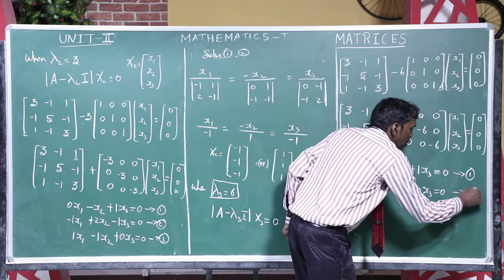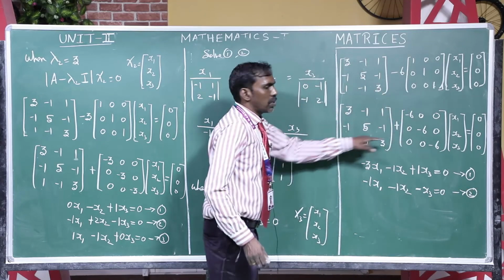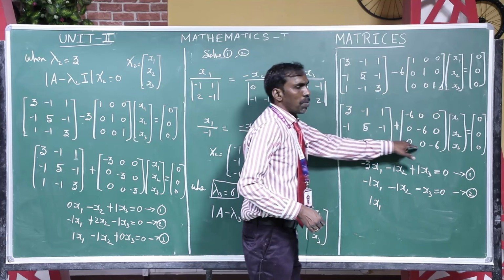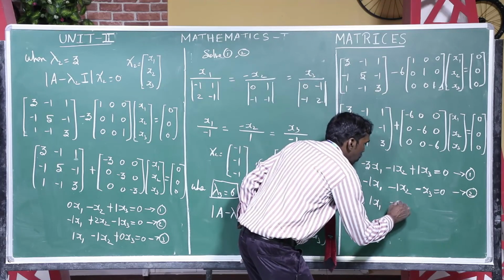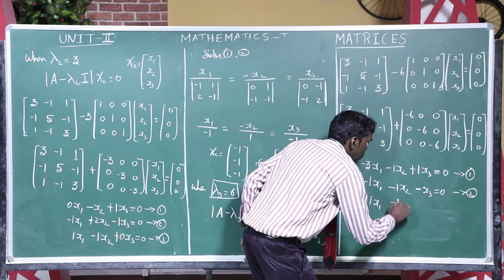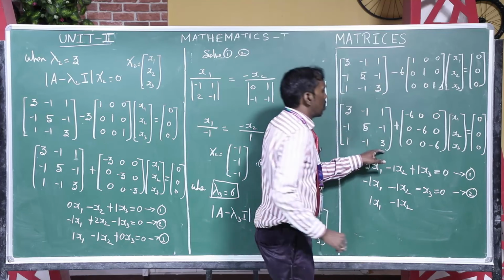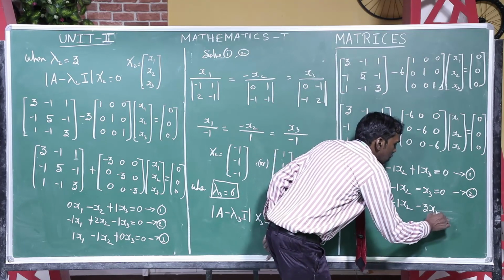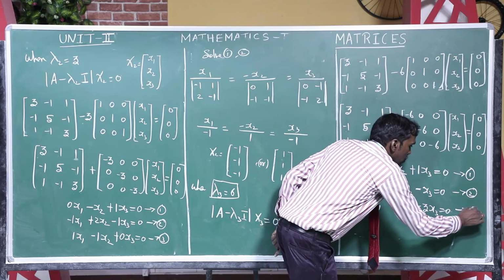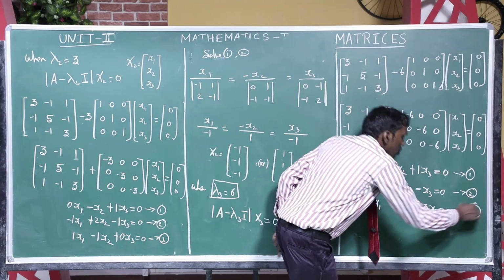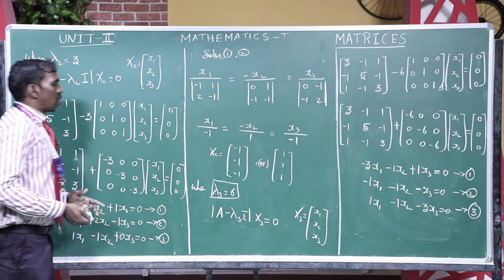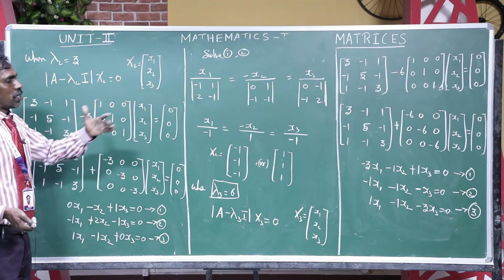So that is equation number 2. Next, 1 plus 0 will be 1, so 1 x1, then minus 1 plus 0 will be minus 1 x2. Next, 3 minus 6 will be minus 3 x3 equals 0. This is equation number 3. So we form the 3 equations. With a similar method, using cross multiplication, we find the x1, x2, x3 values.